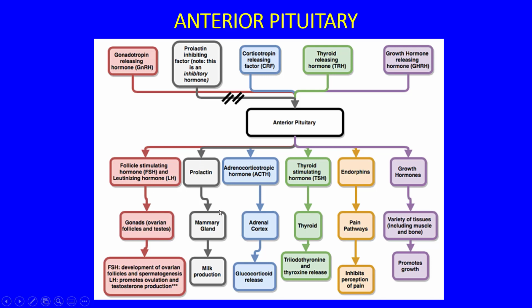Prolactin will, of course, act on the mammary gland and milk production. ACTH acts on the adrenal cortex and the subsequent production of glucocorticoid release. We'll get into a little bit more detail about that. TSH acts on the thyroid, and you get T3, T4. Endorphins, interestingly enough, act on pain pathways, with the result being an inhibition of the perception of pain. Growth hormone is going to act on a variety of tissues, including bone and muscle, promoting growth.